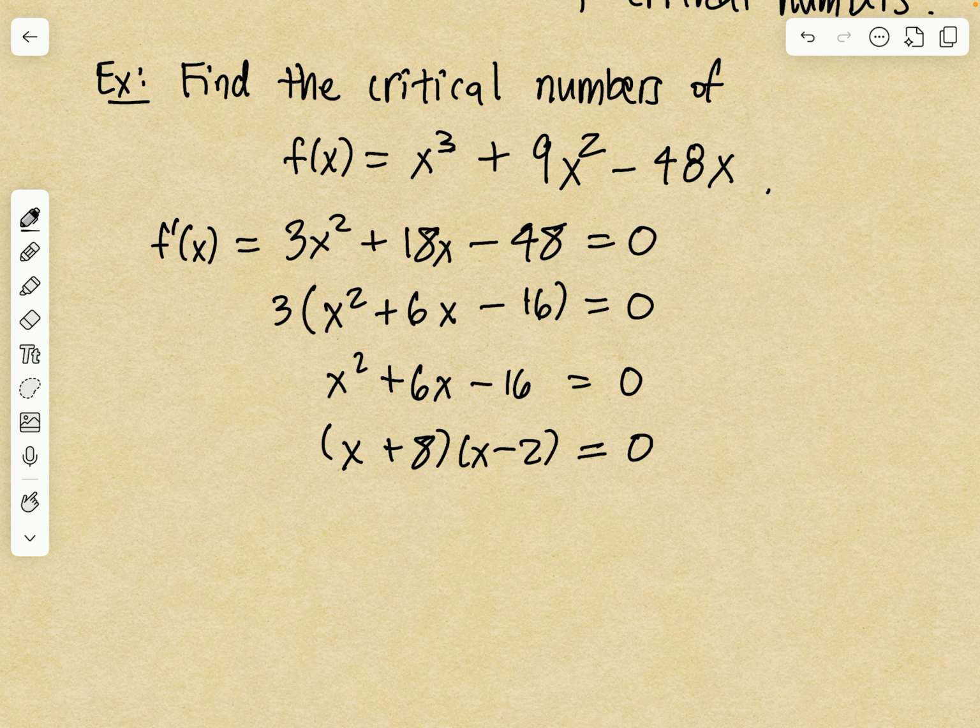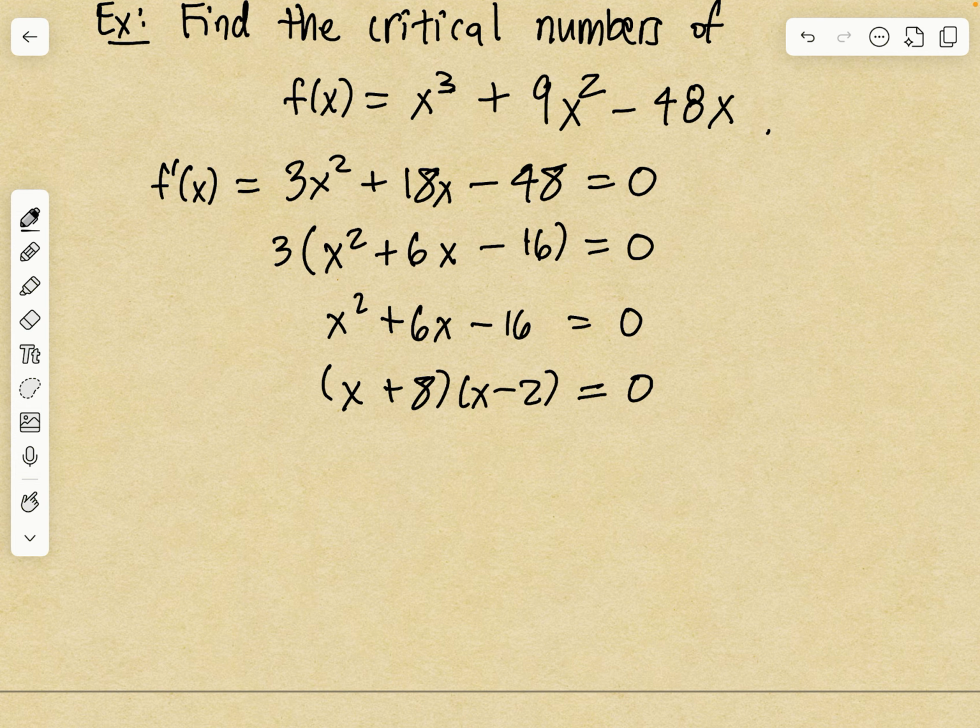And now once you have this, what do I do? I have a product, right? I have this x plus 8 times x minus 2 is 0. My first thing is x plus 8, my second thing is x minus 2. When you multiply two numbers and you get 0, what does that tell me about the numbers? One of them has to be 0. So I set each of them equal to 0 and then solve for x. So I get x plus 8 equals 0, and then x minus 2 is 0.